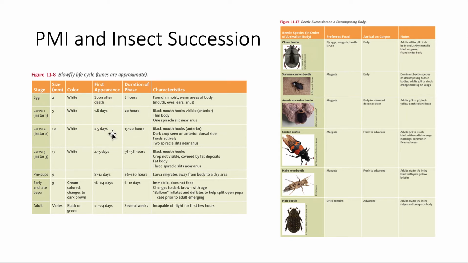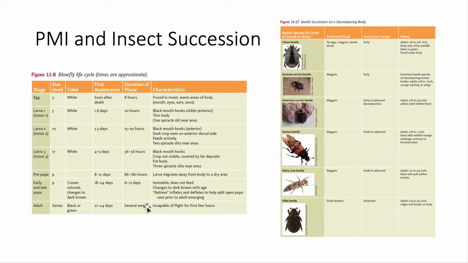And if they don't know the person, then they can use missing persons and things like that to find out who that is. But here are the different stages, and how long it takes for the blowflies to go through them. So if you find certain evidence on a body, you can just trace it back to how long it takes and create a PMI based on that.